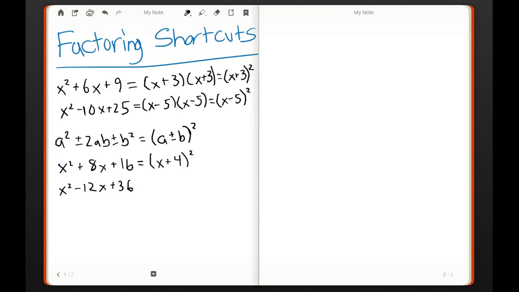A squared minus 2ab. Sorry, there shouldn't be a minus there. Okay. A squared minus 2ab equals a minus b squared. So this will be x, not plus 6, x minus 6 squared, because b was 6, and the formula says to put a minus b, so 1x minus 6. Okay, let's do one more like that.